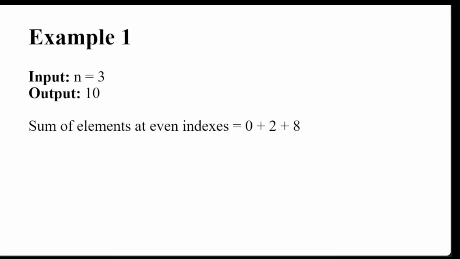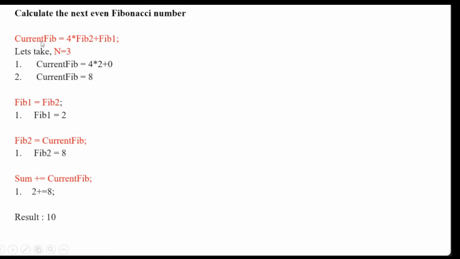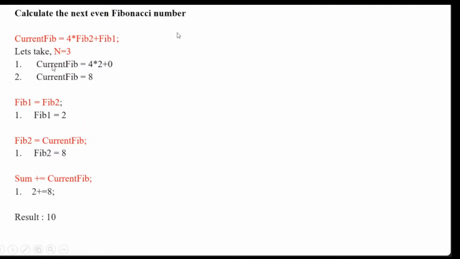Now we have the formula current fib is equal to 4 into fib2 plus fib1. This is to calculate the upcoming Fibonacci numbers. Now, if we substitute the values, we will be obtaining a final value as 8, which is the next even number after 0 and 2. So, in the series, the first two numbers are 0 and 2, and the third number that we have generated is 8. So, moving on to the next line of code.